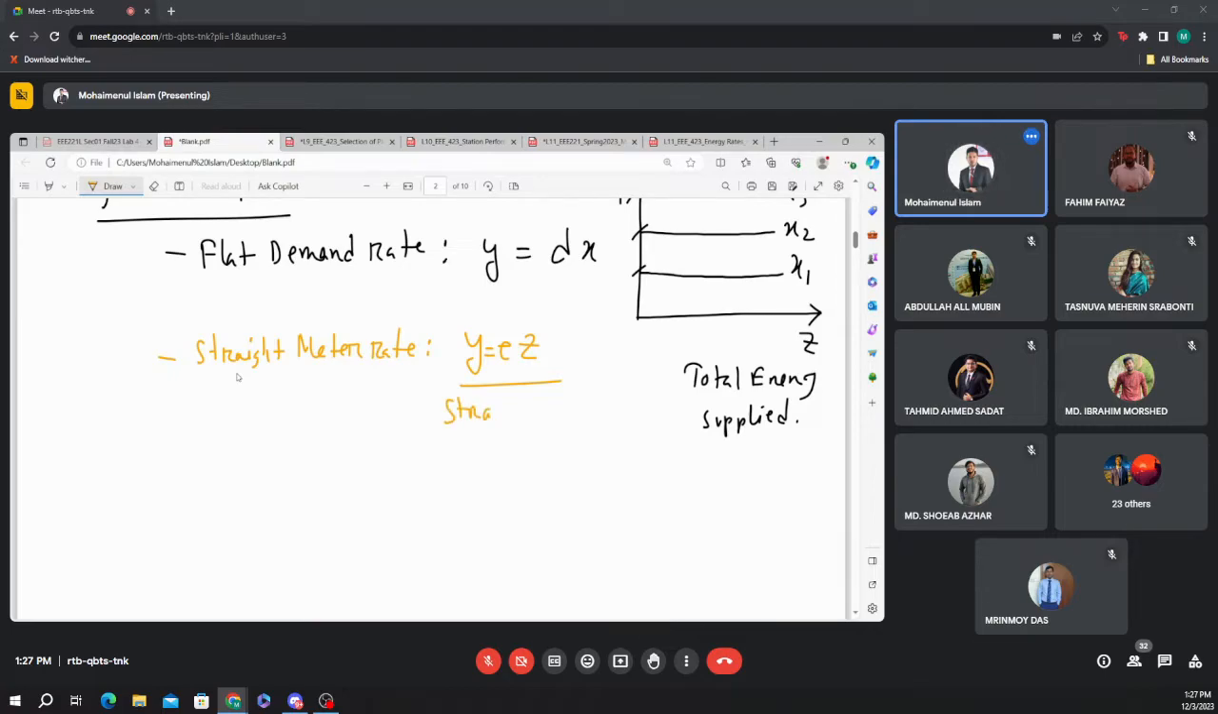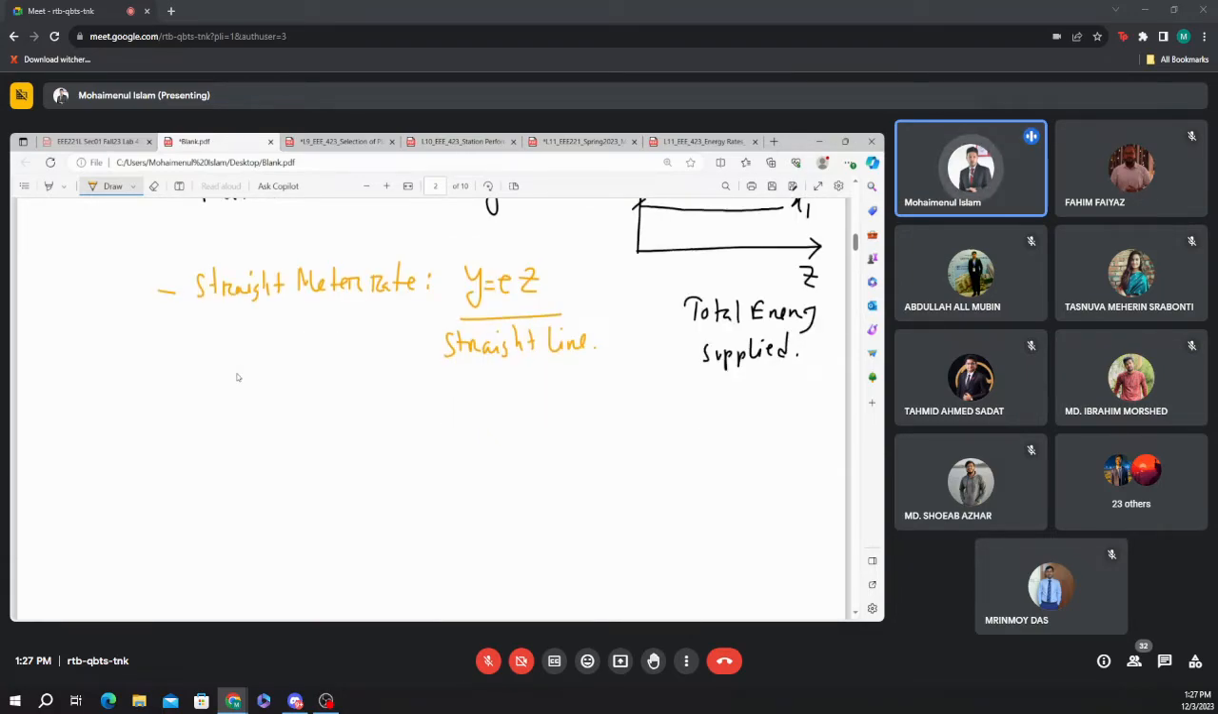Y equal to Ez is actually a straight line equation. So from that, you can conceptualize that your graph should be a straight line. The graph is like that for the straight meter rate. Here Y is your total bill, and here Z is the total consumed energy. As you see, if you consume more energy, your bill is higher. It increases linearly, isn't it?